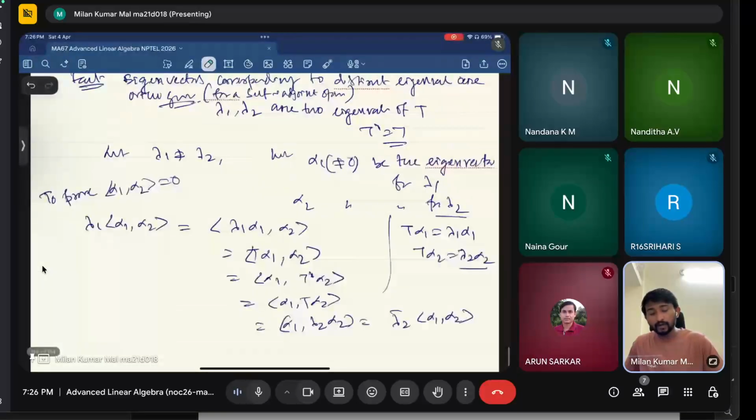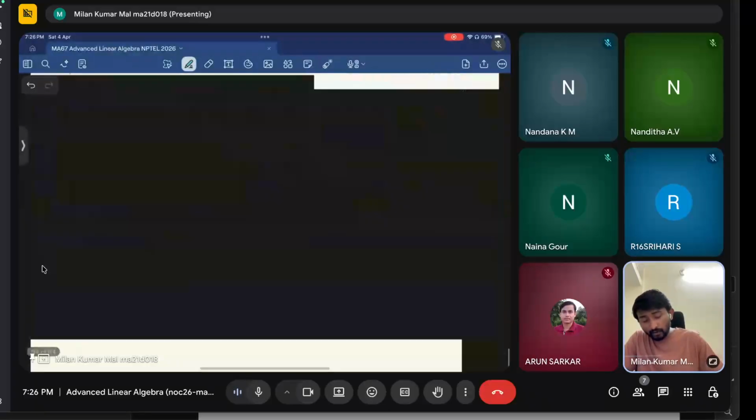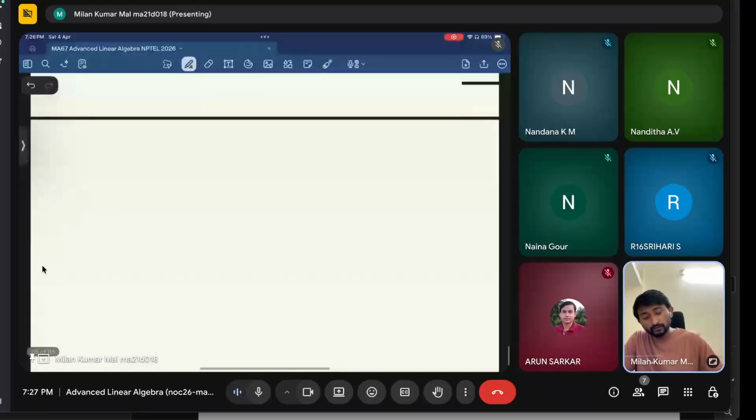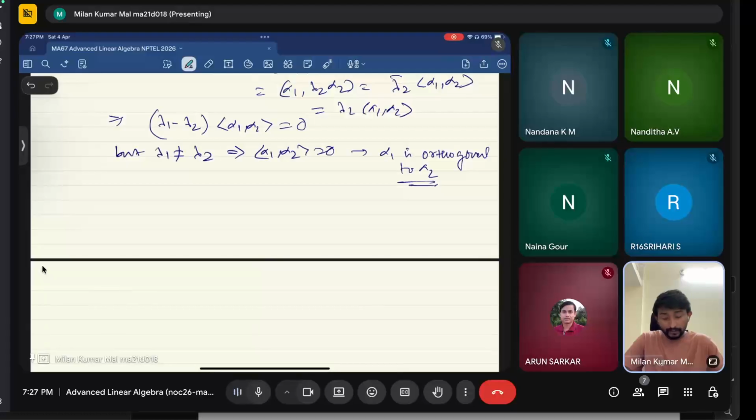Lambda 1 bar is equal to lambda 1 and lambda 2 bar is equal to lambda 2. Those are real numbers, as we have proved earlier. So this can be written as lambda 2 times the inner product of alpha 1 and alpha 2. So we can write that lambda 1 minus lambda 2, multiplied by the inner product of alpha 1 and alpha 2, is equal to 0. But lambda 1 is not equal to lambda 2, so this forces the inner product of alpha 1 and alpha 2 to be 0. That is, alpha 1 is orthogonal to alpha 2. So eigenvectors corresponding to different eigenvalues are orthogonal.